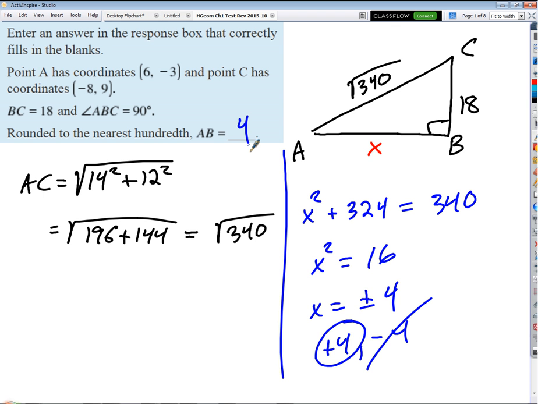How to get to 324? Oh, that was just 18 squared. Oh. Okay, yeah. So we just used this squared plus that squared equals that squared. Okay, make sense? Yeah. Okay.